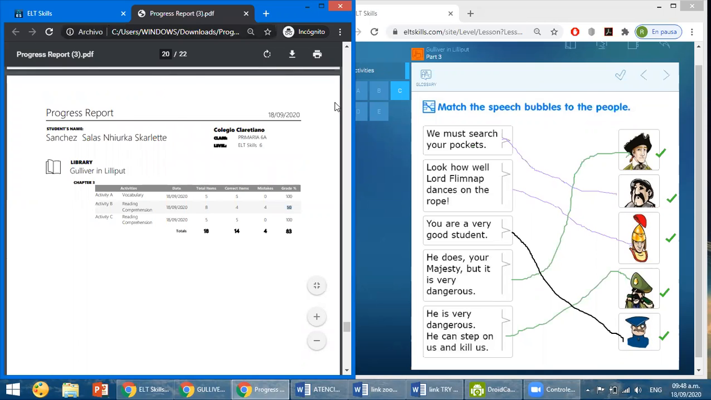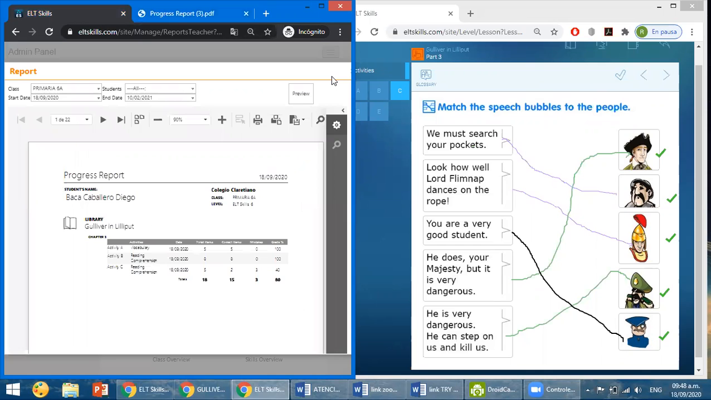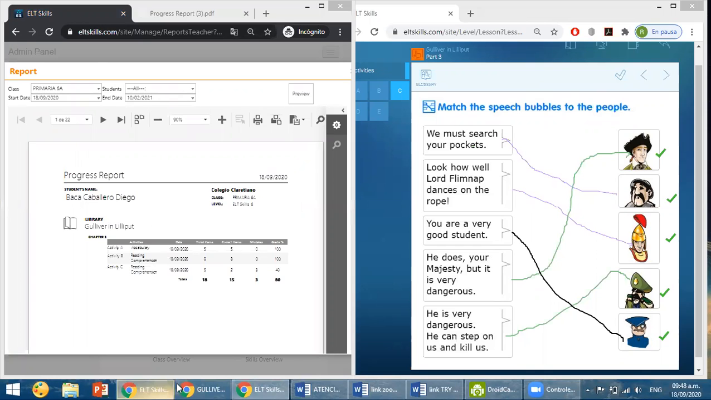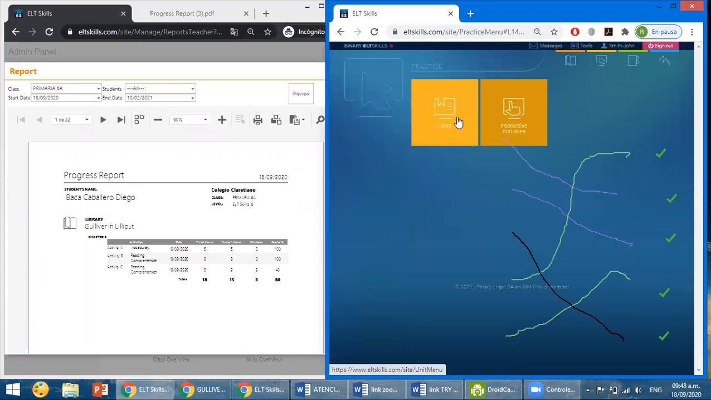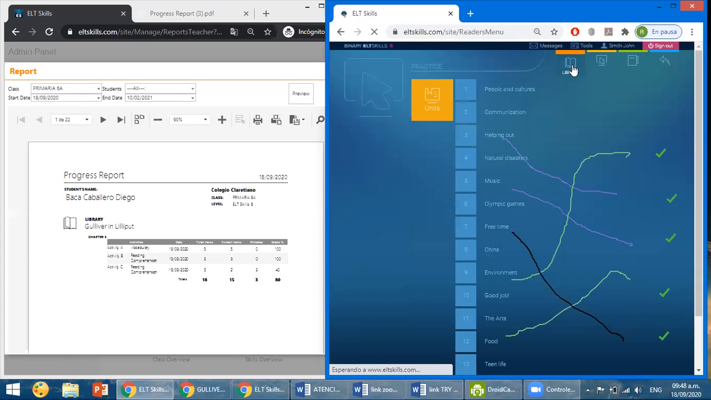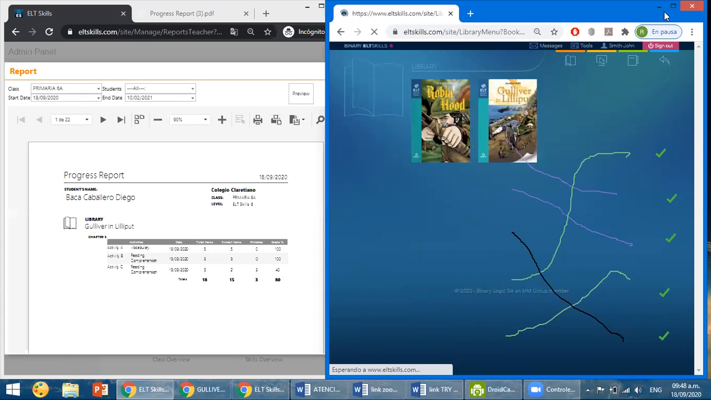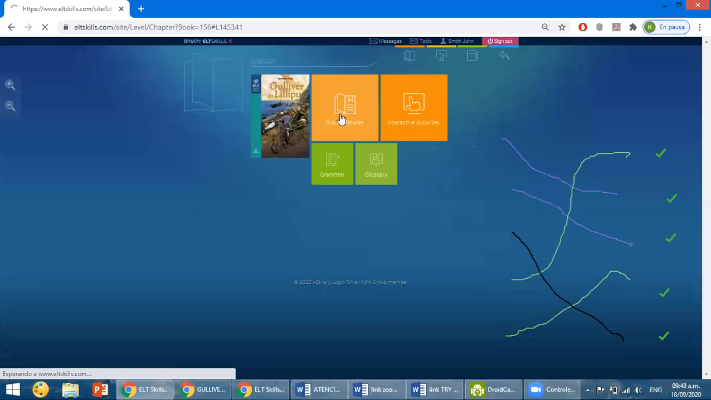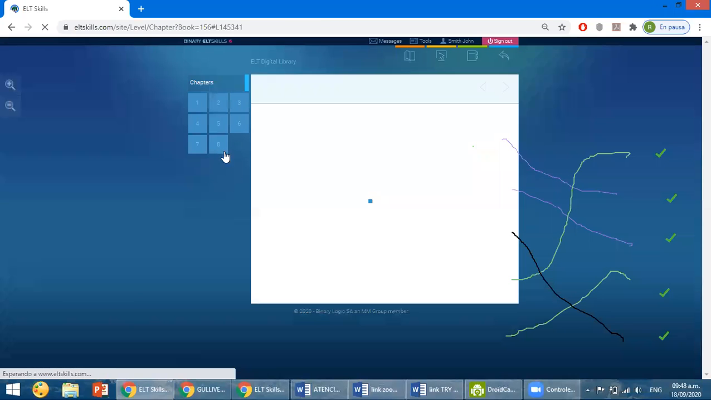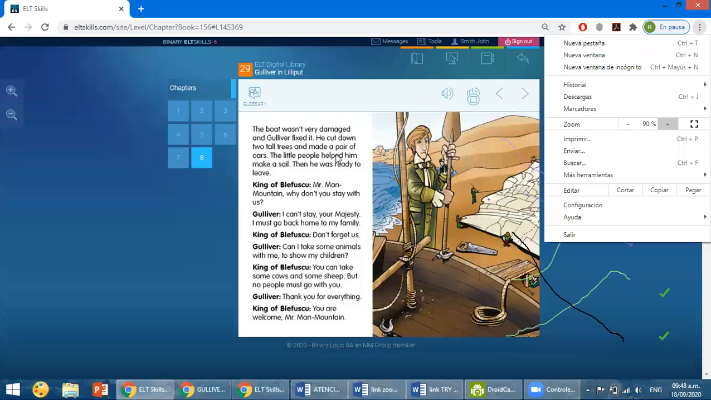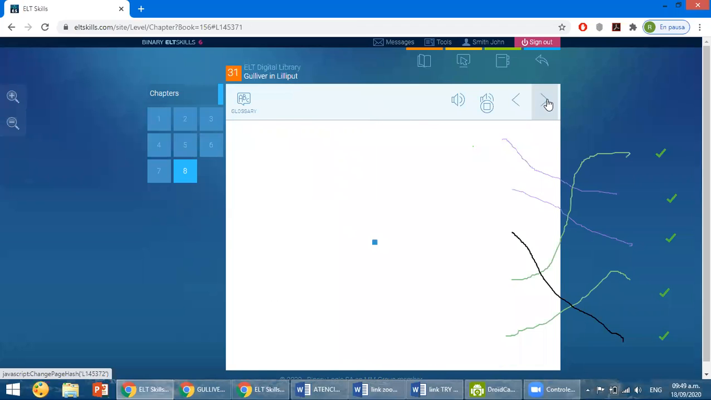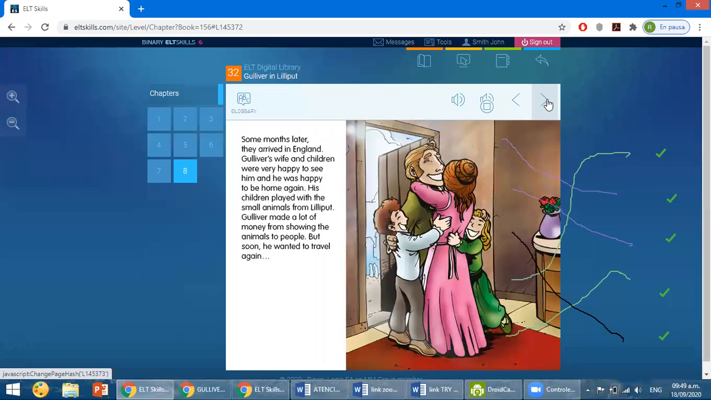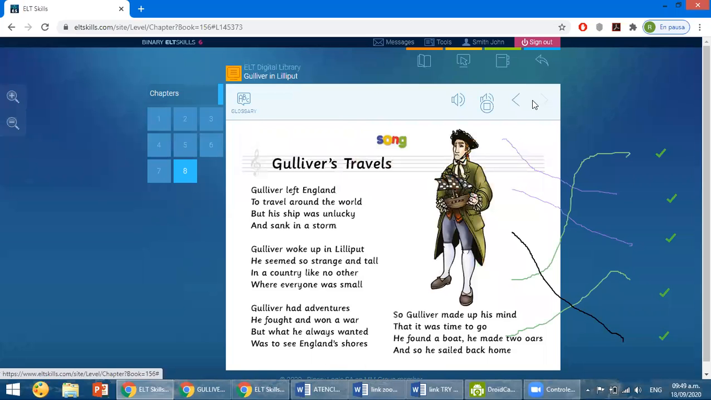Okay, let's sing, please, the song. Let's sing the song of Gulliver, okay? Gulliver song. Let's sing, okay? Oh, come on. Sorry. To finish, we are going to sing the Gulliver song. The song is in the last chapter, chapter 8. Remember that. Open your microphones, we are going to sing, okay?